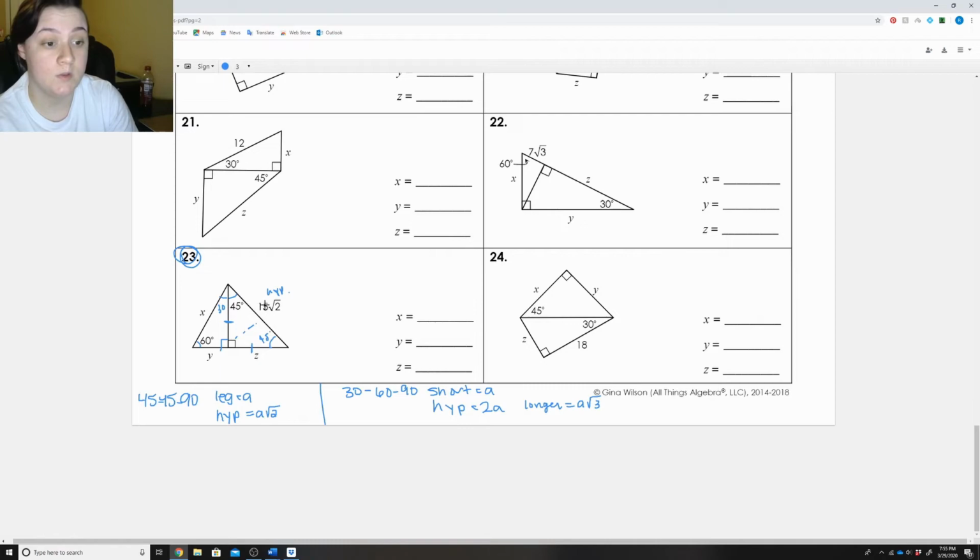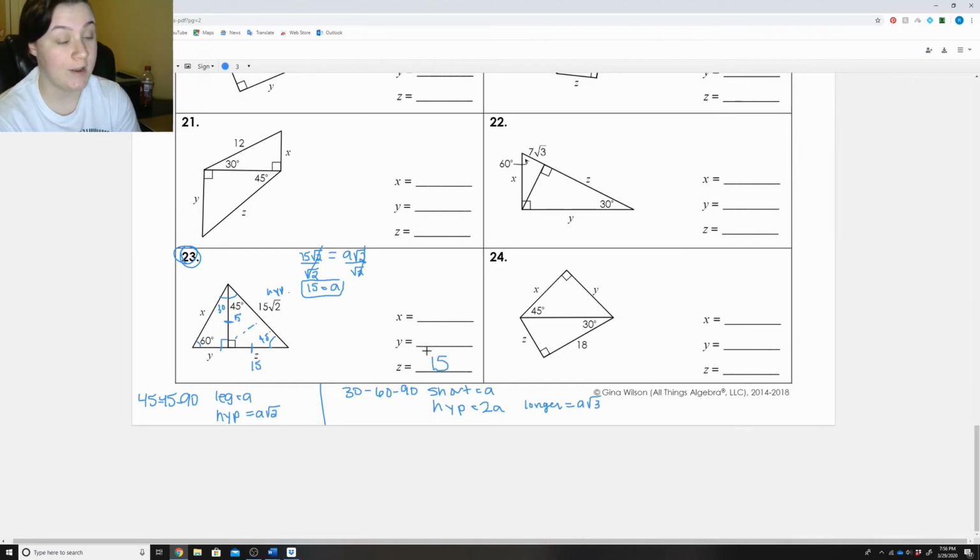So this hypotenuse, this 15 square root of 2, is going to be equal to a square root of 2. Okay, then to solve for a, we could just divide by the square root of 2. These cancel out and these cancel out, giving that a is just 15. Okay, so both of these sides are going to be 15. So that gives us that z here is 15.